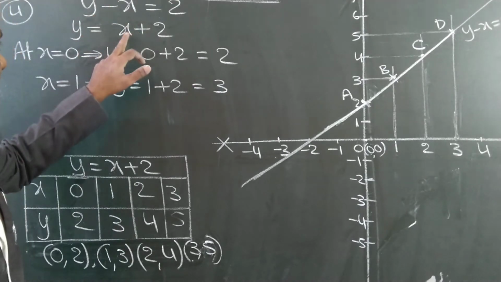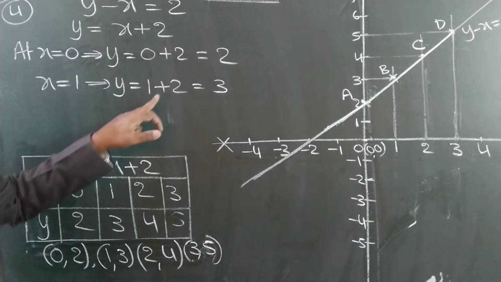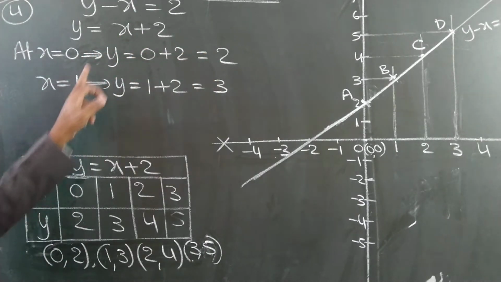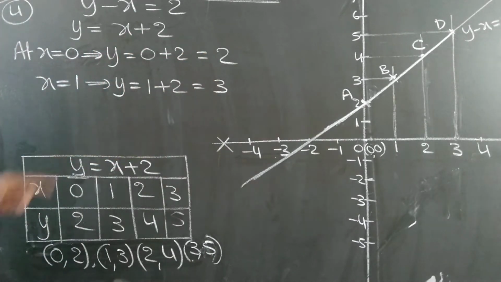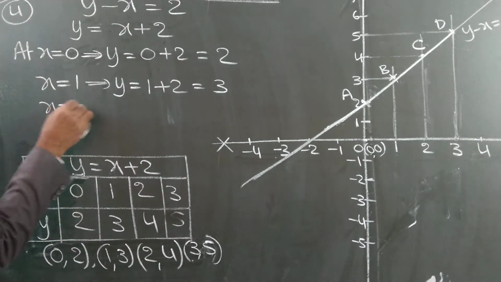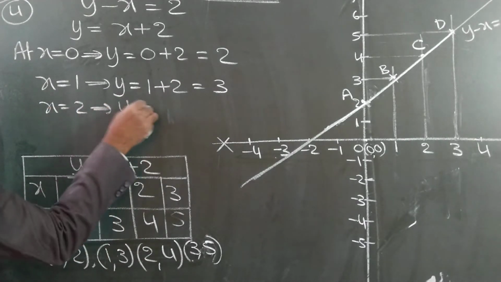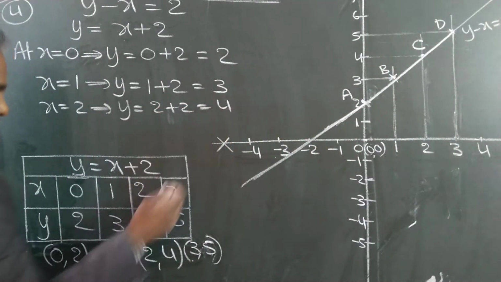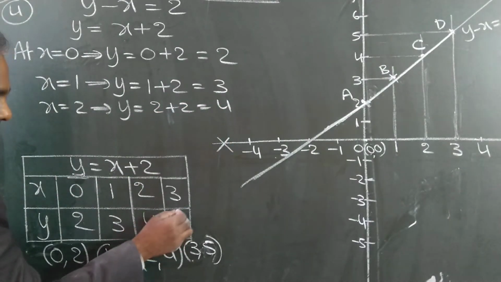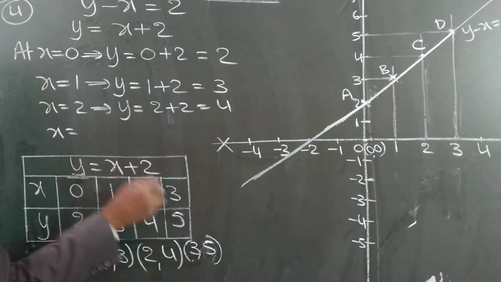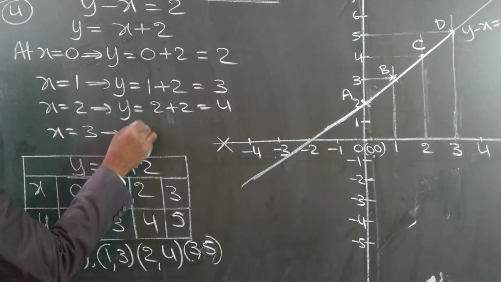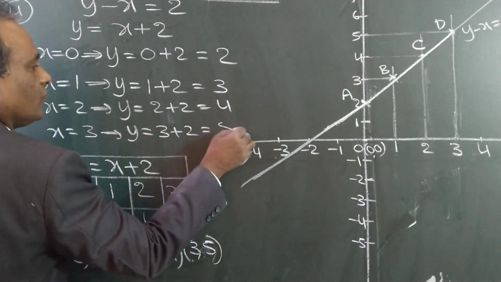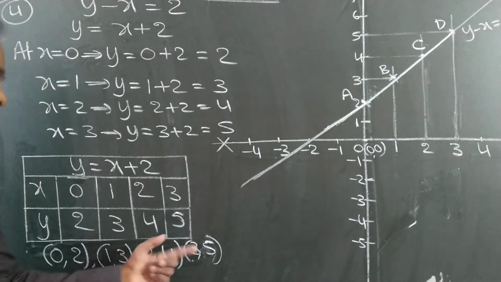I took minus x to the right side, plus x, so that it is easy to take the values. I took x equal to 0: 0 plus 2 is 2. x equal to 1: 1 plus 2 is 3. x equal to 2 means y is equal to 2 plus 2, 4. And x equal to 3, so y is equal to 3 plus 2, 5. So 3 comma 5.